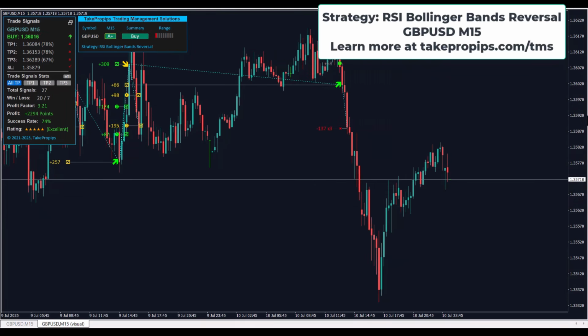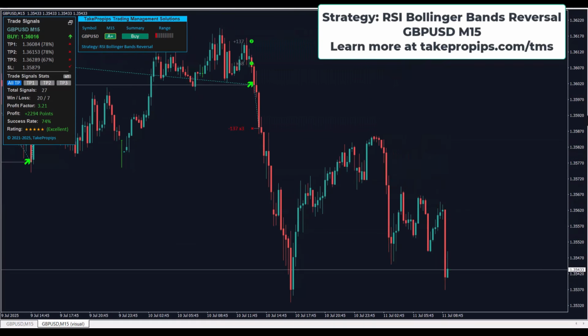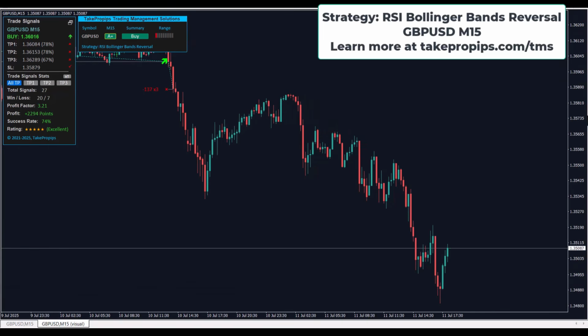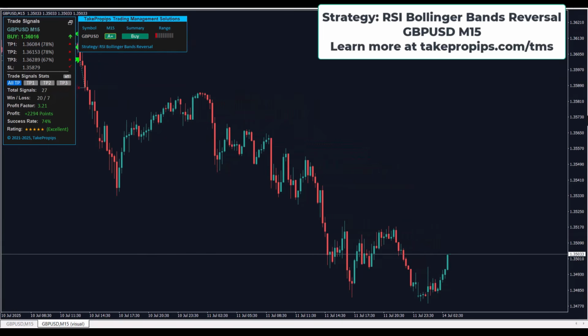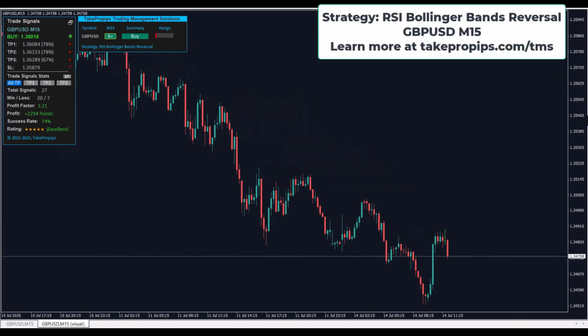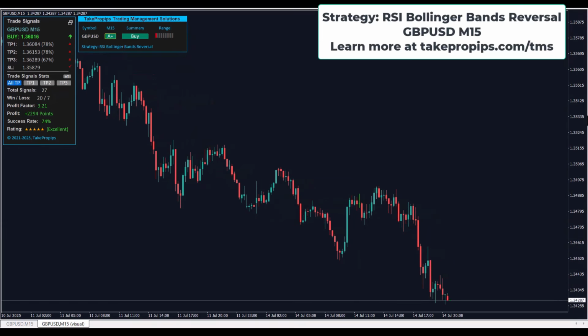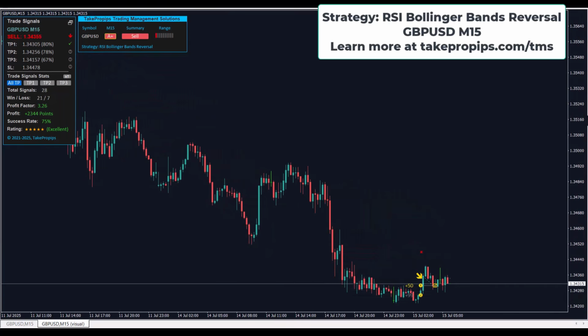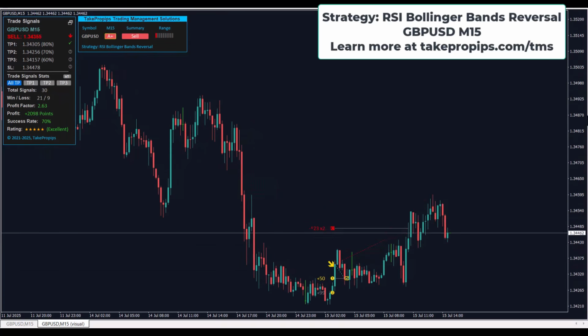This is a strategy designed to catch reversals when price pushes too far in one direction and starts to snap back, which is something GBPUSD on M15 does quite often during ranging sessions. This strategy combines two powerful indicators, RSI and Bollinger Bands.